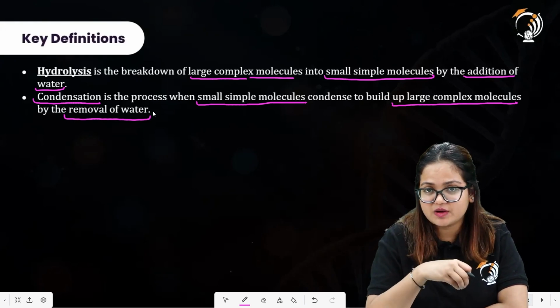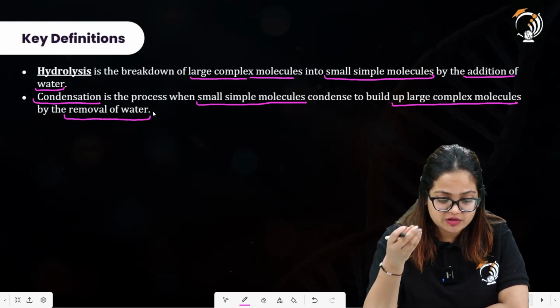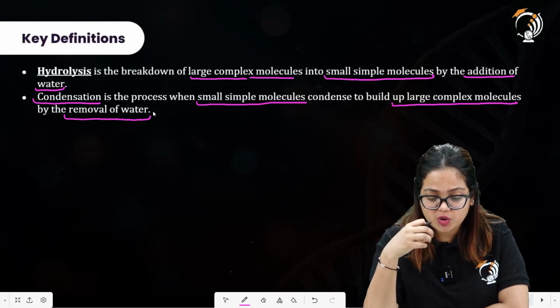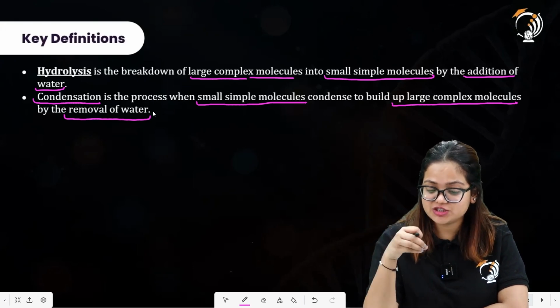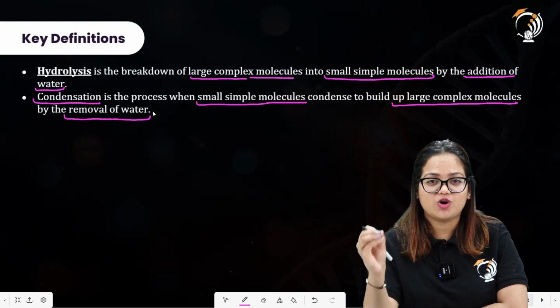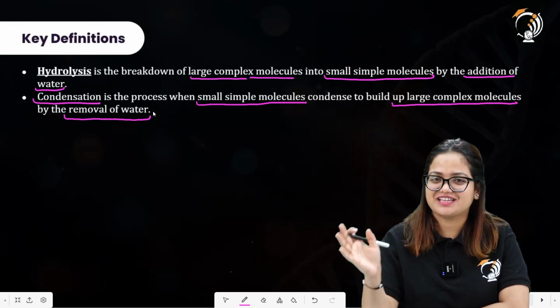What do we mean by hydrolysis? There is addition of water. What do we mean by condensation? So small simple molecules have condensed to build up large complex molecules by removal of water from them. I hope this is understood.